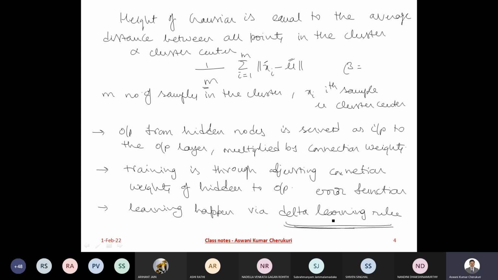And once the weights are adjusted, now you take the second input vector, third input vector, the fourth input vector, fifth input vector. So once the entire training vectors are completed, your training is done. And once the delta learning rule settles down, your training is completed. Then you take the testing samples and test the network. That's how your RBF network works. Is that clear?